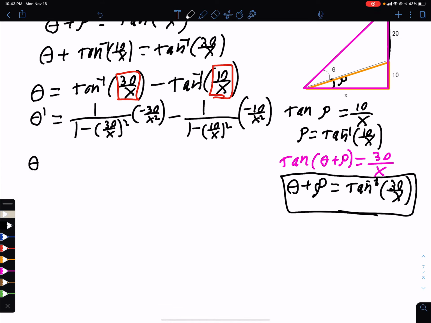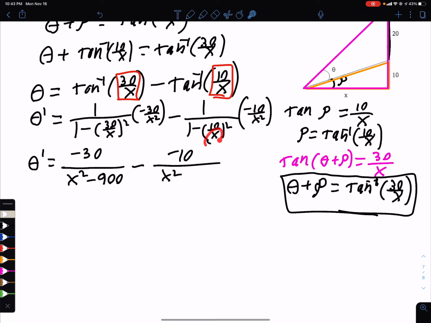Simplifying all this, so on top we have negative 30. On the bottom, I'm going to distribute that x squared. So I'm going to get x squared. Here, what's cool, that x squared, they cancel. So on top, I have 30 squared, or 900. On top, I have a negative 10. I distribute the x squared to both of these. I'm going to get x squared. That x squared and that x squared will cancel, leaving 100.